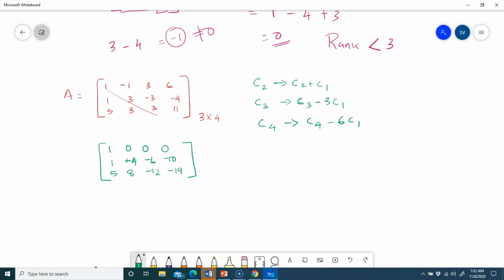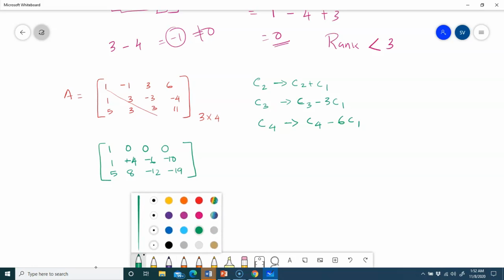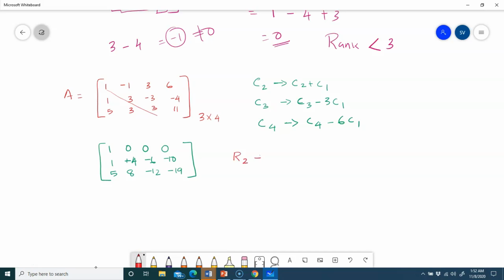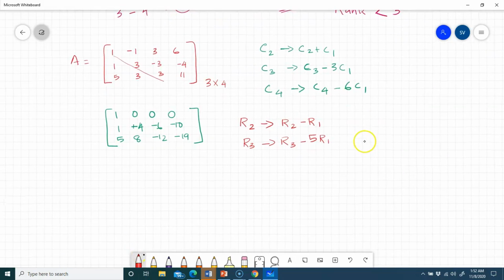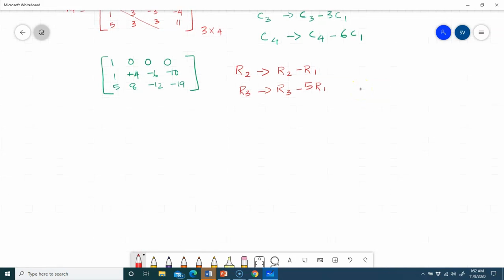So in the next step, I'm going to do the row operation. I'm going to change row 2 as row 2 minus row 1, and row 3 as row 3 minus 5 times row 1. Okay, so if you have that objective to make the main diagonals units, you can easily write what you need to do in these rows and columns.